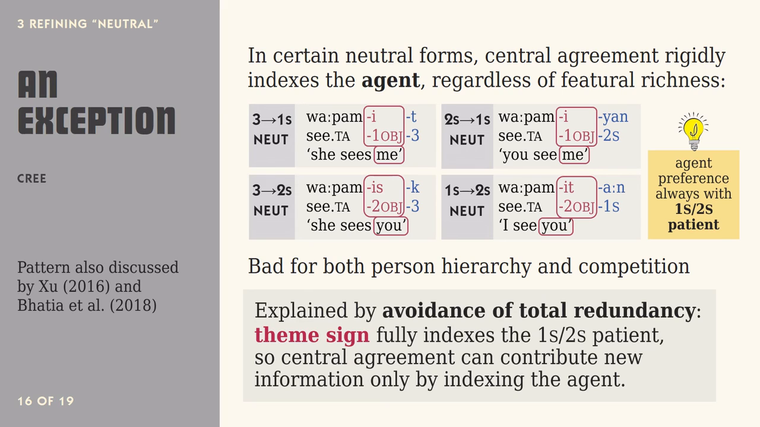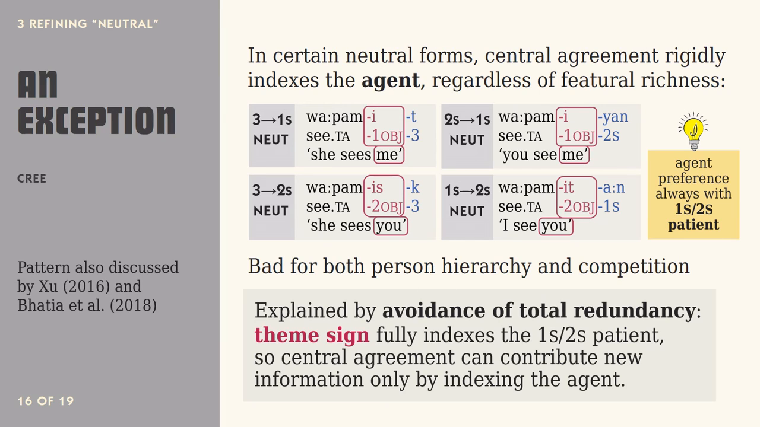If the central agreement did index the patient in these forms, it would be totally redundant. The central agreement would be expressing something that is already fully expressed by the theme sign. The only way for the central agreement to contribute new information in this particular context is by indexing the agent. And that, I propose, is the reason for the agent preference that unexpectedly arises in these forms.